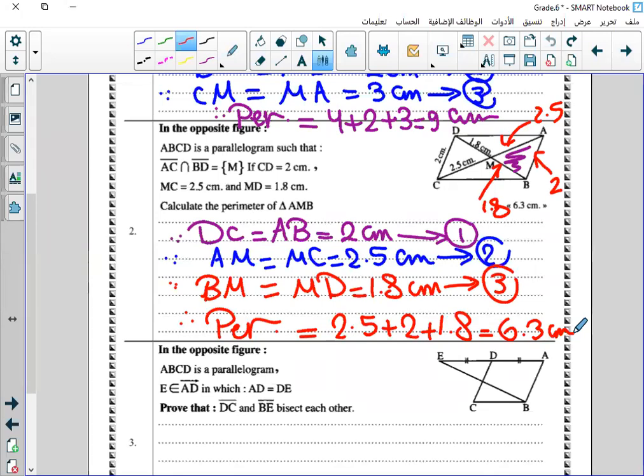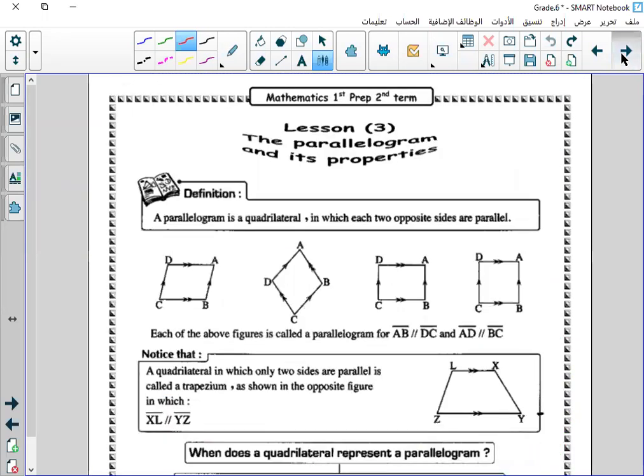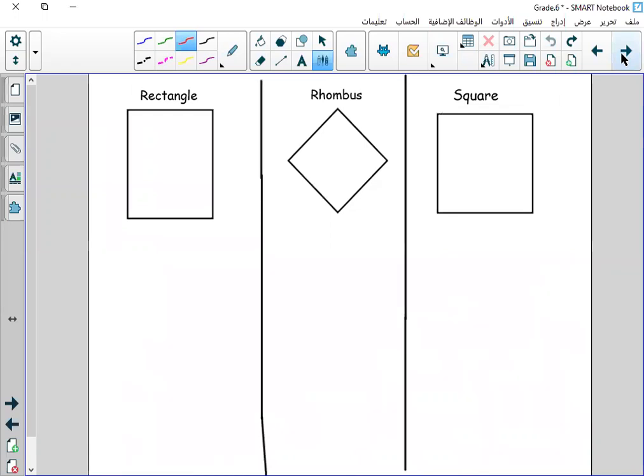Okay, let's go to the second lesson: the properties of special cases of parallelogram. What is the meaning of special cases of parallelogram? There are 3 special cases of parallelogram: rectangle, rhombus and square. Again, rectangle, rhombus and square.